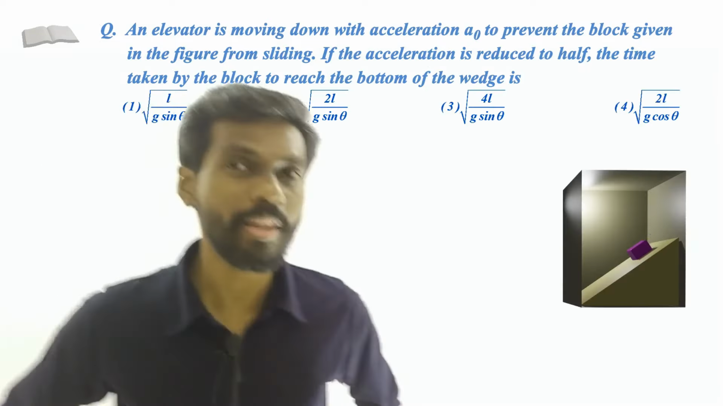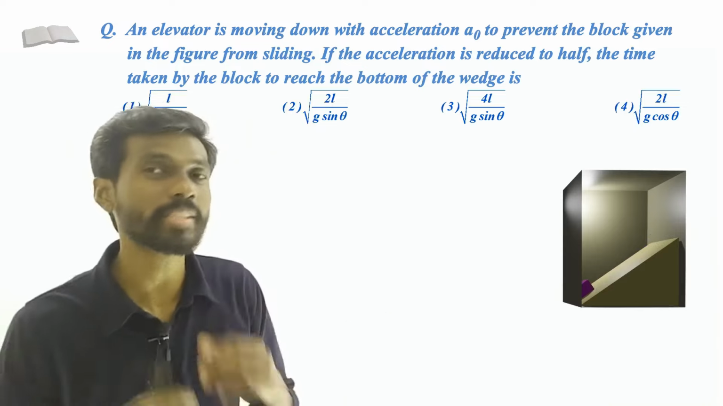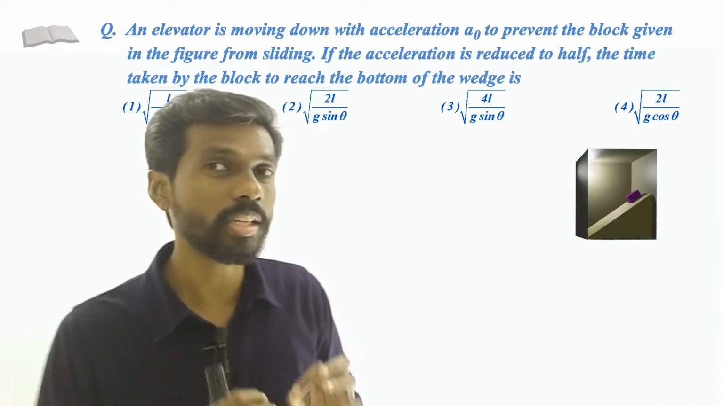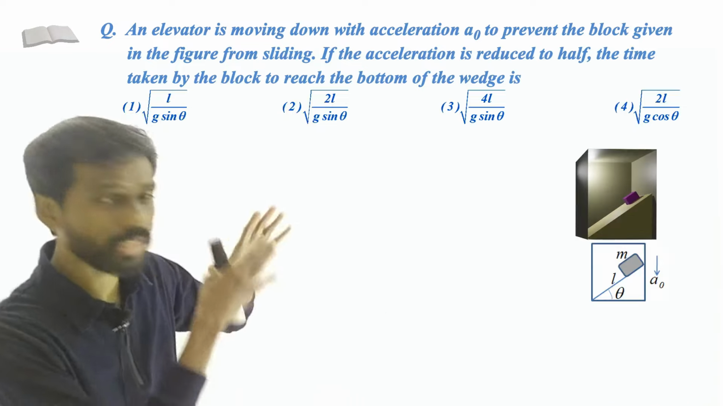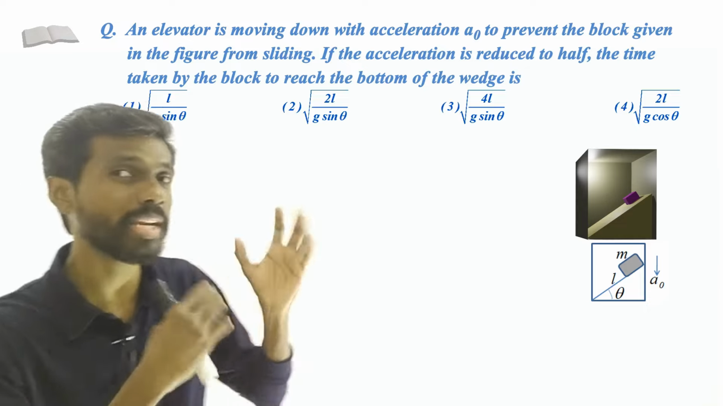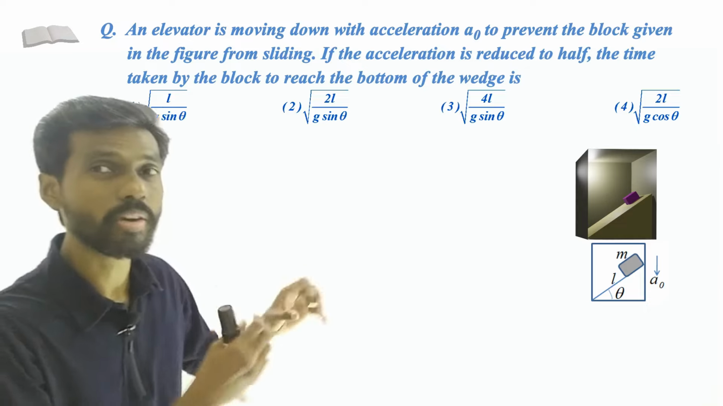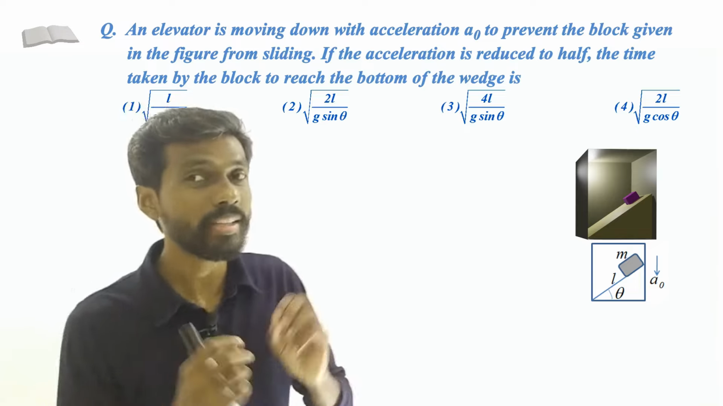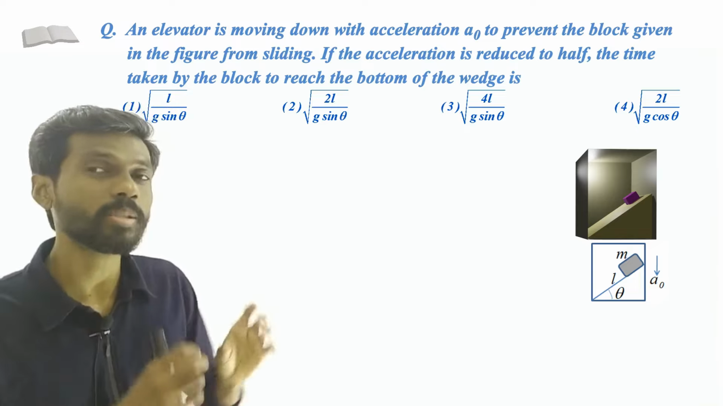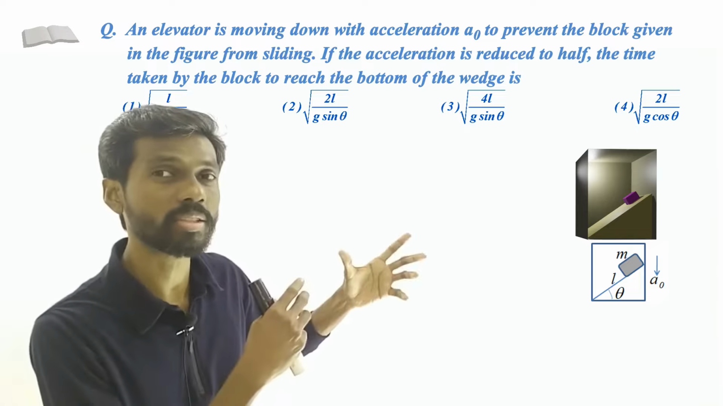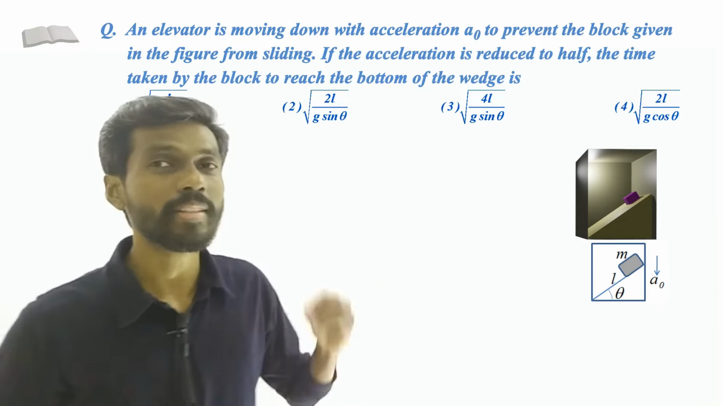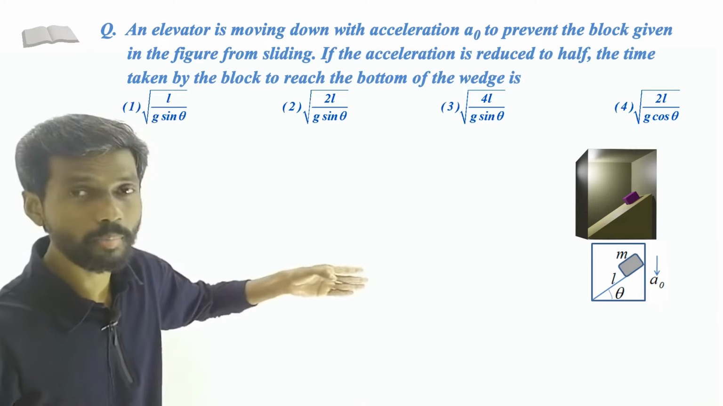Here also we have an elevator which is moving downwards with some acceleration. We have to find that acceleration when this block placed over this wedge is not sliding. No relative motion between this wedge and this block, right? So that acceleration we have to find. And in the next case, this time the elevator is moving with half of the initial acceleration, right?